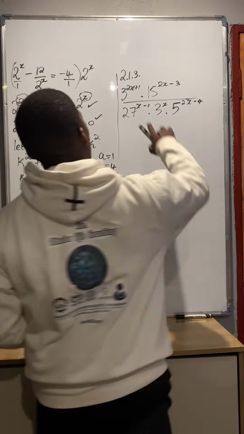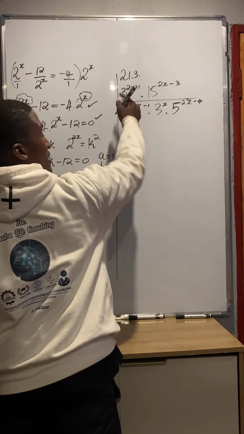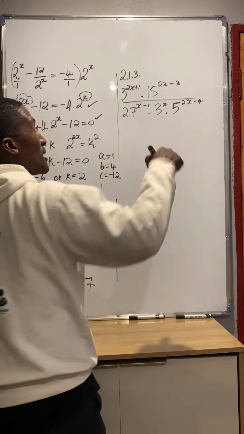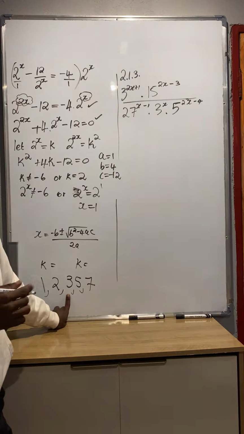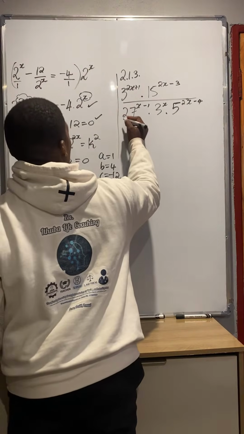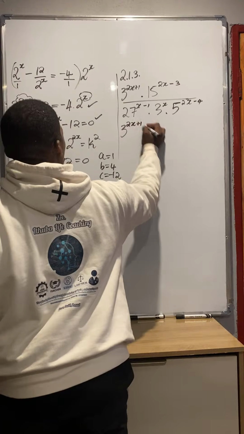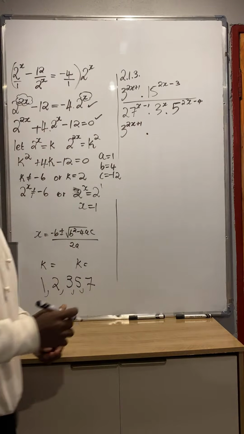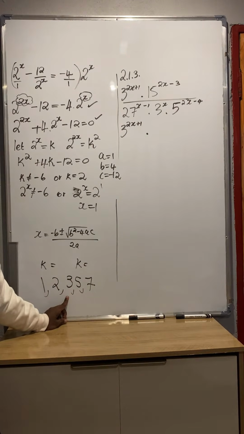So here, our base is 3. That one is fine, because 3 is part of these numbers. Therefore, our answer is going to be 3 to the power of 2x plus 1. We leave it the way it is. We don't touch it, because 3 is already part of these numbers.